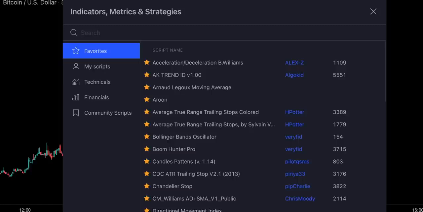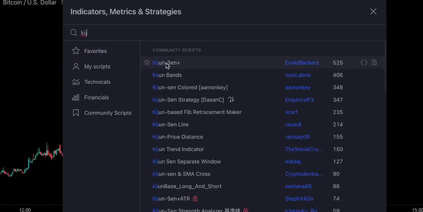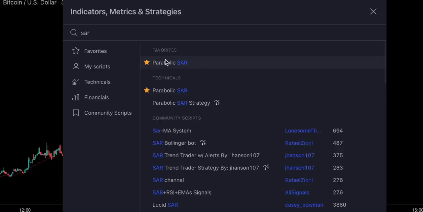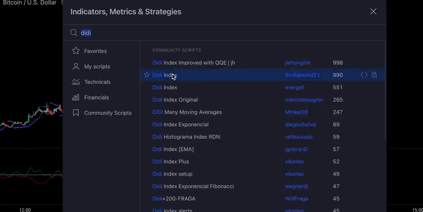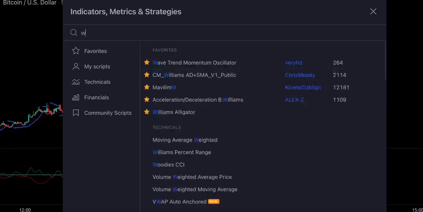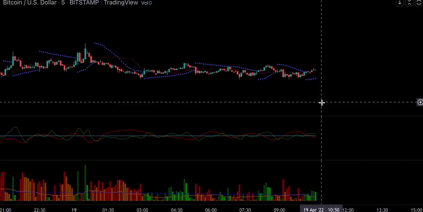indicators. So for our first indicator, we're going to use Kijun Sen, this one right here. For our second indicator, let's add Parabolic SAR. Next indicator we're going to use is called DD Index. This one right here. And for our last indicator, we're going to add Waddah Attar Explosion to our chart. Okay, now we need to adjust our indicators.